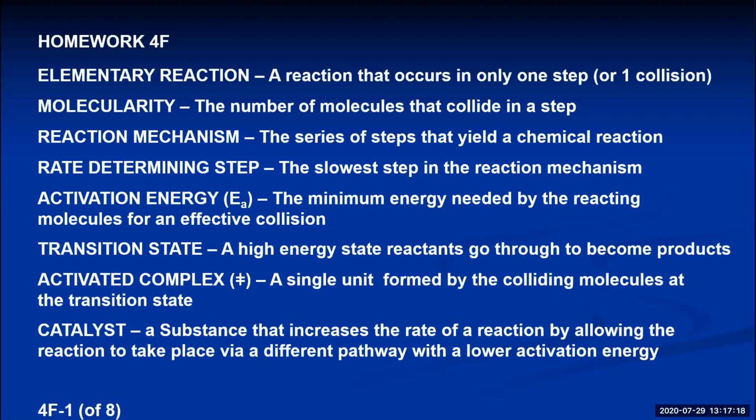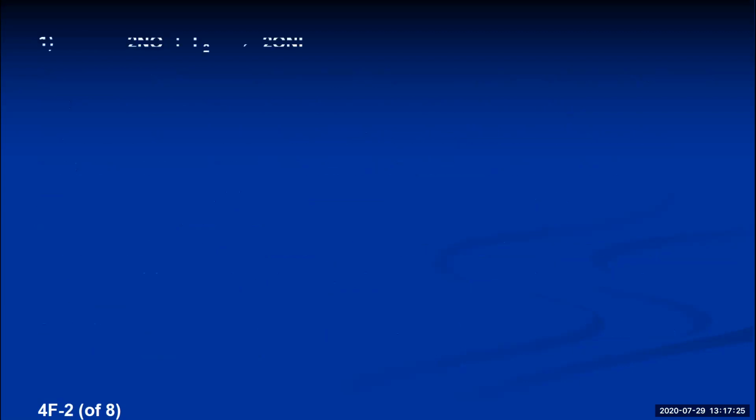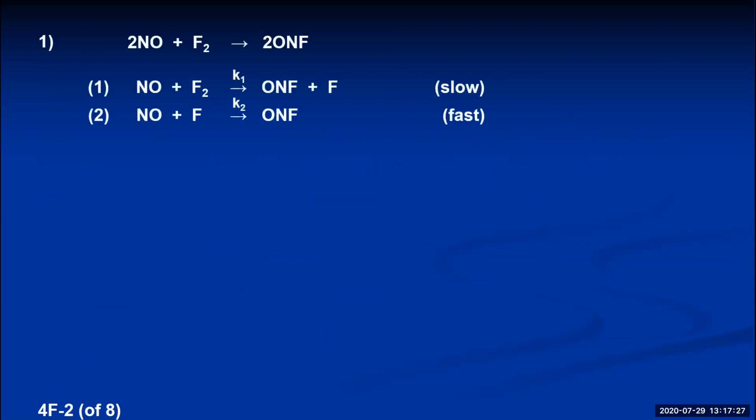Number 1, the reaction 2NO plus F2 yields 2ONF occurs via the given two-step mechanism. Deduce the rate equation that agrees with this mechanism. Rate law can be determined from a mechanism by looking at the slowest step, looking at the reactants in the slowest step, and then raising the reactants to their coefficient as a power. Therefore, the rate of this reaction is going to be proportional to the concentration of NO to the first power and F2 to the first power.